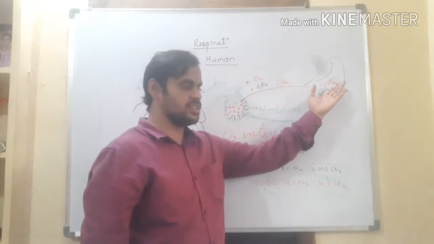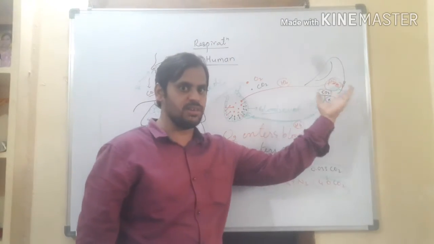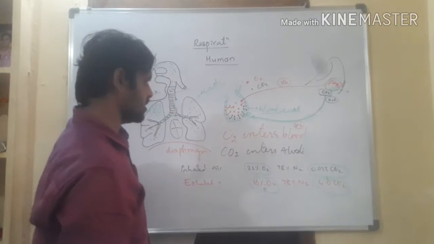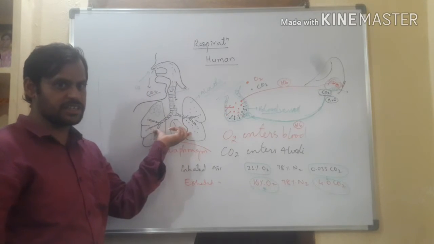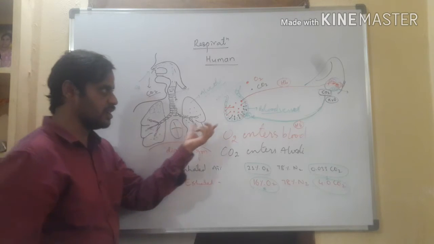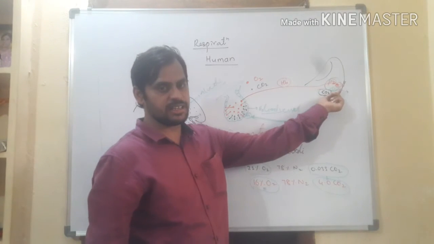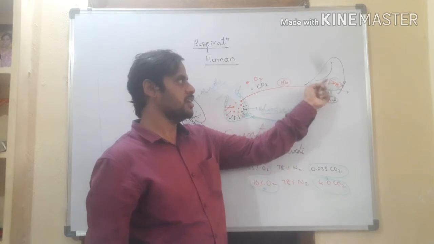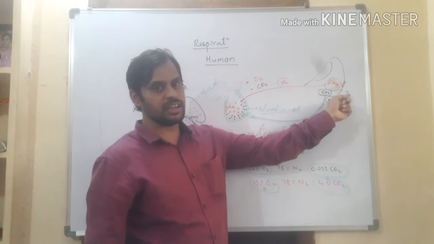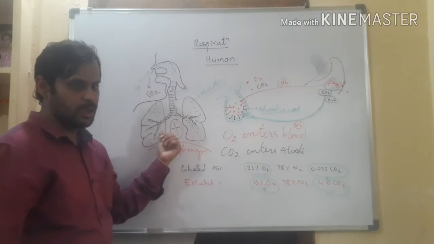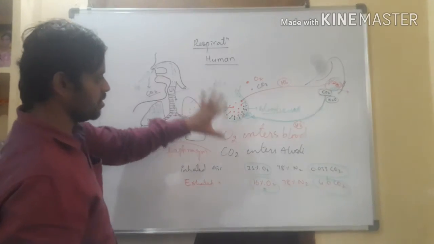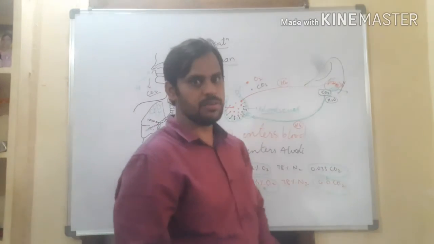Here in the cell the respiration is taking place, so it is called cellular respiration. If the gaseous exchange takes place at the lung, it is called external respiration, and inside the cell, if respiration goes on, it is called internal respiration. Internal respiration, external respiration, right? So this is about respiration in the human being.